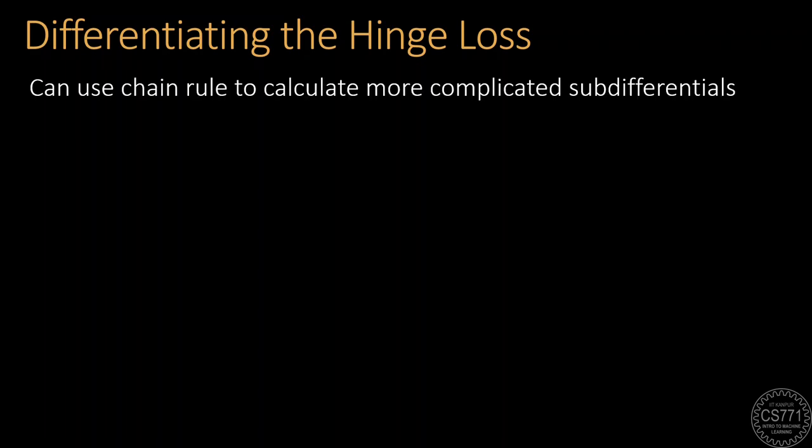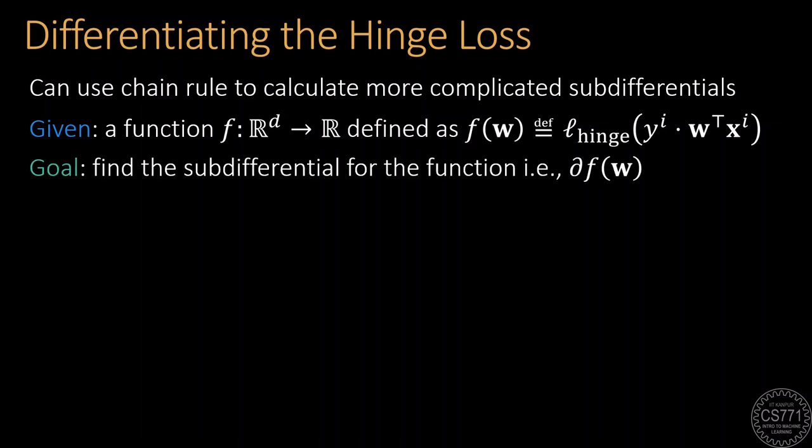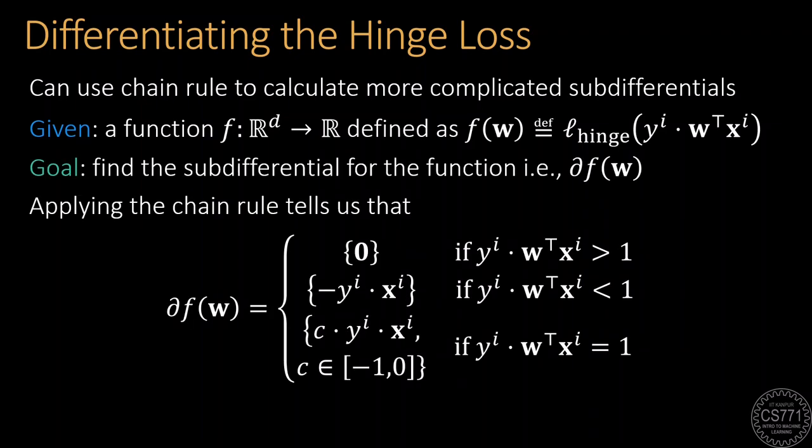We can then use a chain rule to get more useful derivatives as well. Suppose we now use the hinge loss in a classification setting and we want to find the subdifferential with respect to the model vector. Assume that we have hidden the bias term inside the model vector for sake of simplicity. Then applying the chain rule gives us the subdifferential of the hinge loss with respect to the model vector w at any point.